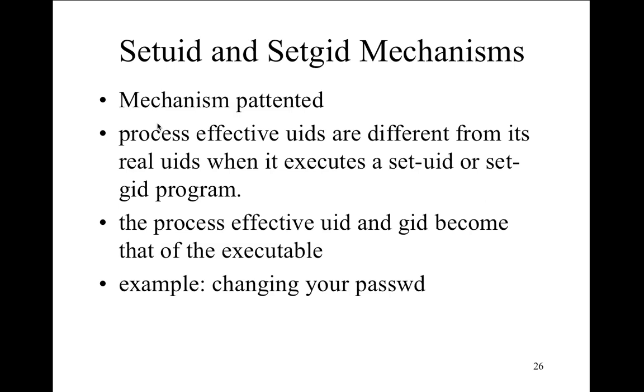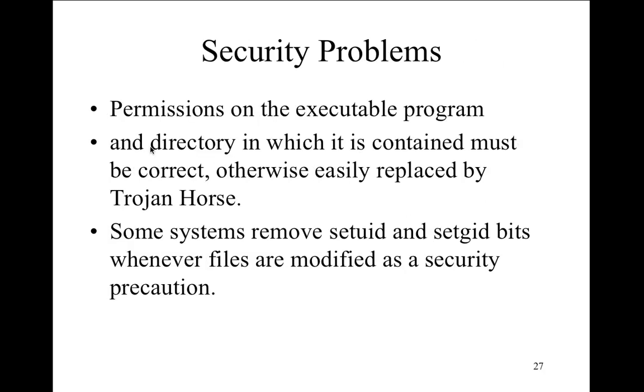So anyway, set user ID, set group ID mechanisms. Basically, you want the process's effective user ID to be different from the real user ID. When it executes a set user ID or set group ID program, which is essentially changing ID identifications, the process's effective user and group IDs change according to the executable. Changing your password, for example, would be a use of that mechanism.